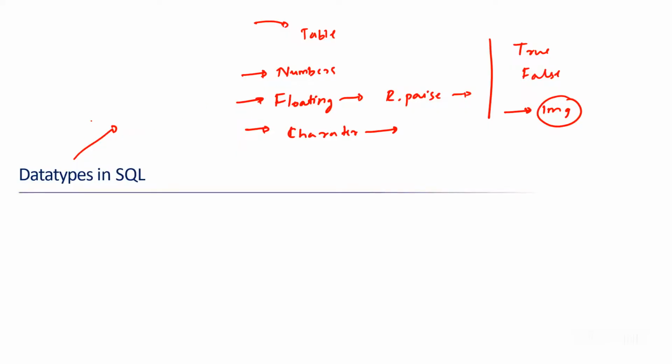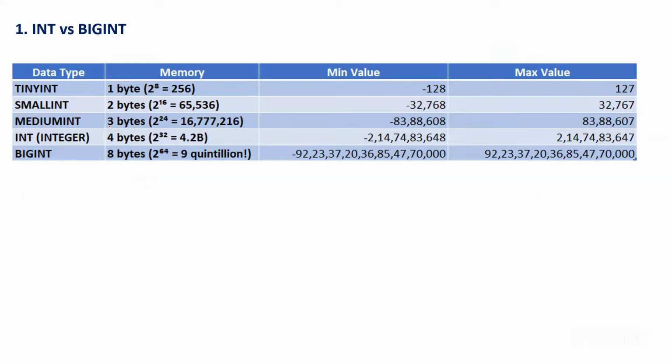Now, for any database, we have a few types of data types that can be used. The first type is mainly for working with numbers. When you work with numbers, based on the numbers you use, there are a few types of data types: tiny int, small int, medium int, integer, big int. Now, what is this tiny int, big int, small int? Why are we dividing like this?